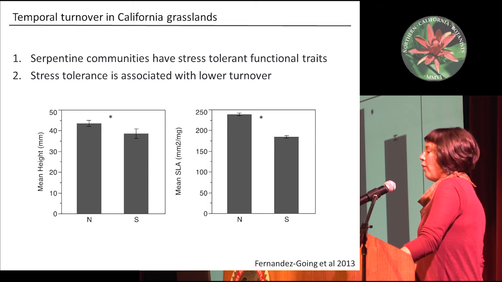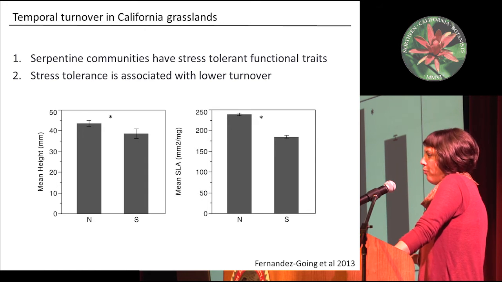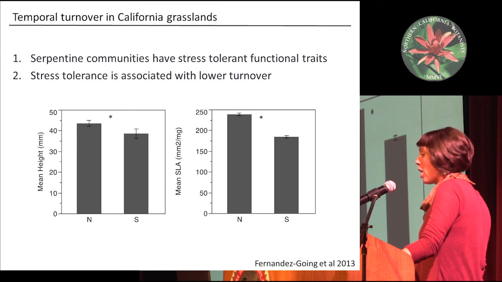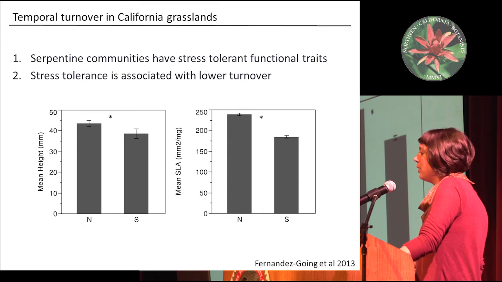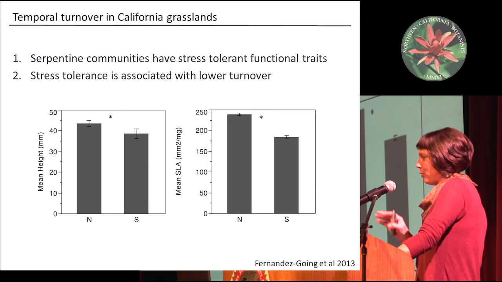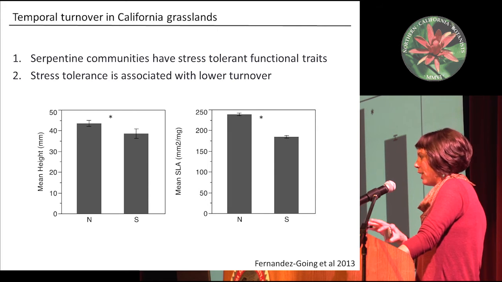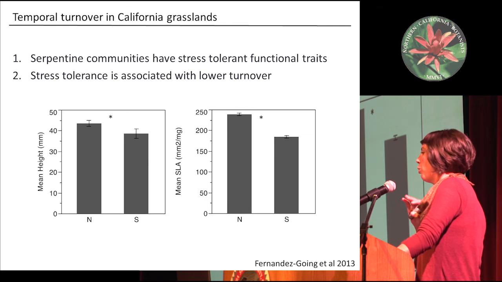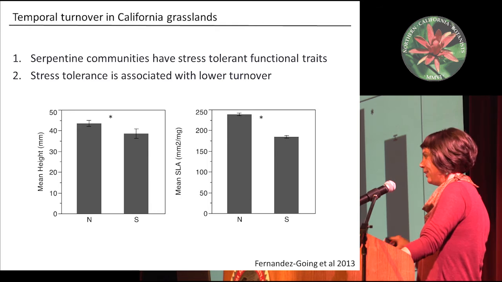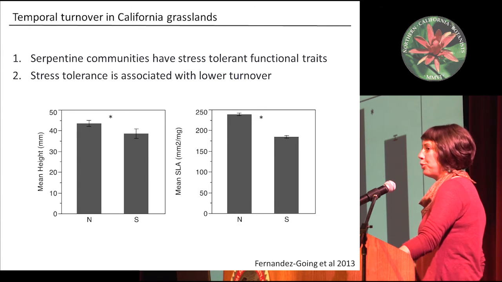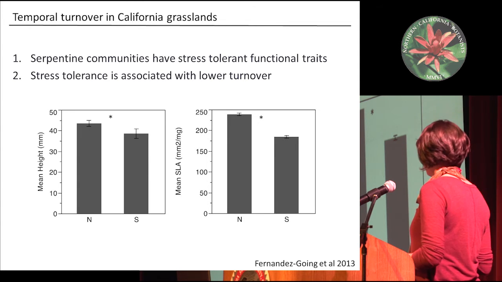We also needed to know if this correlated with turnover. And I'm not going to show you the figure, but I will tell you that when we relate this index of stress tolerance to that Bray-Curtis dissimilarity index, we find that it does predict it. So what we found was that plots that tended to be more stress tolerant changed less over time. And that was actually true on both serpentine and non-serpentine soil.